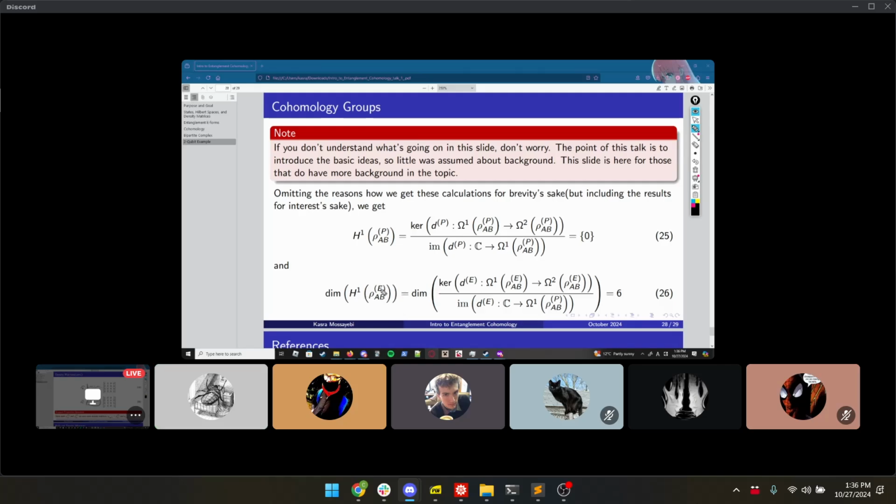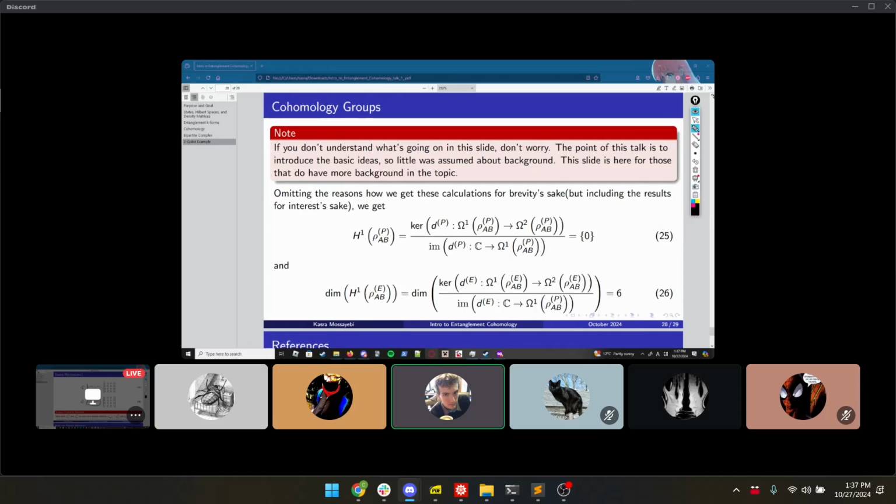For the entangled state, though, we have this kind of mess going on where we actually have 6 cohomology classes, and I think in the paper you can see them explicitly. So non-trivial cohomology. It's not a product state, it's an entangled state, right? And that's interesting, because using this tool, we can see whether or not a state is entangled or a product state. Okay. Are there any questions?